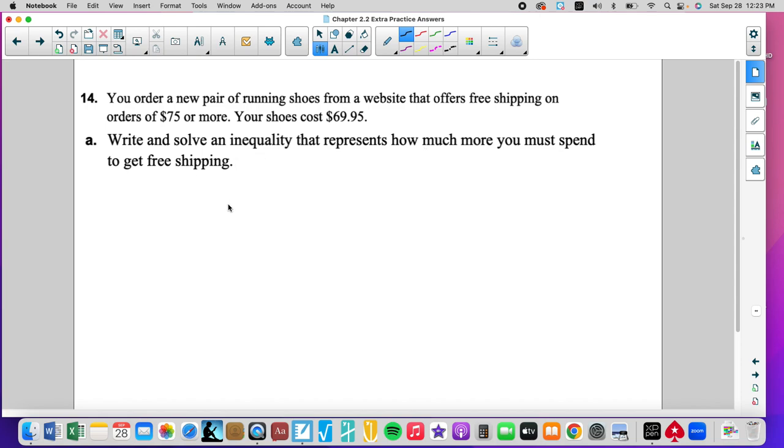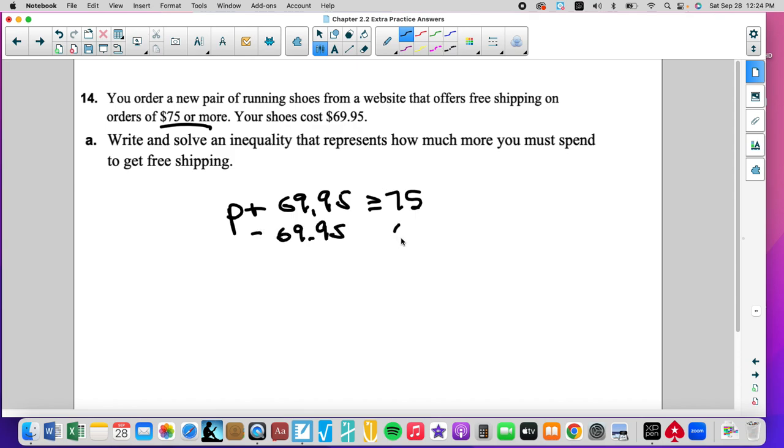So we'd say, well, let's actually purchase. We'll say P. How much more do you have to purchase plus $69.95 must be greater than or equal to 75. So it can be equal to 75 or more. So how much more do I have to purchase above and beyond my $69.95 to be more than or equal to 75? Right, and solve. So now we have to solve it.